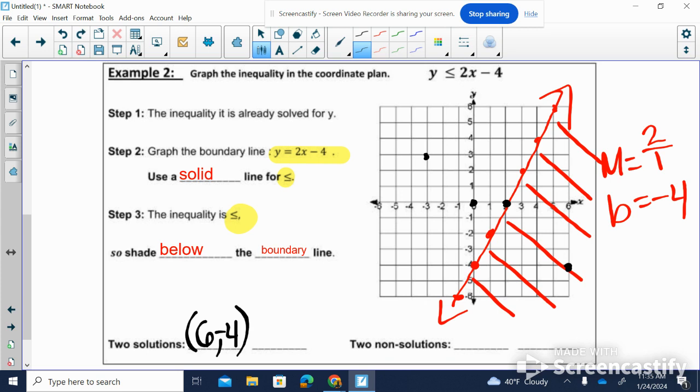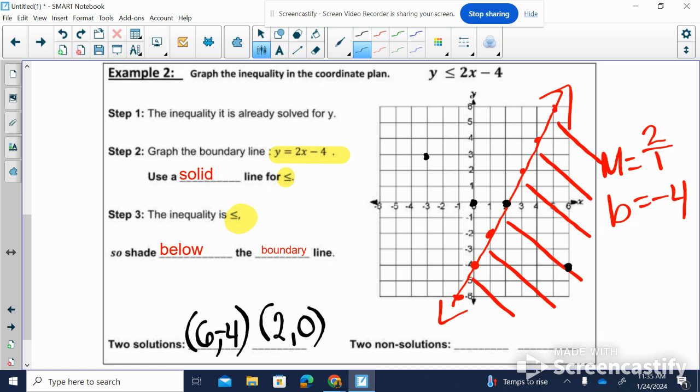Now, because this is a solid line, any point on this line would also be considered a solution. So the point (2, 0), which is right over here, is in fact a solution because it is on a solid line. So another solution is (2, 0). Now there are plenty of other solutions, but those are just 2 that I chose that are solutions.